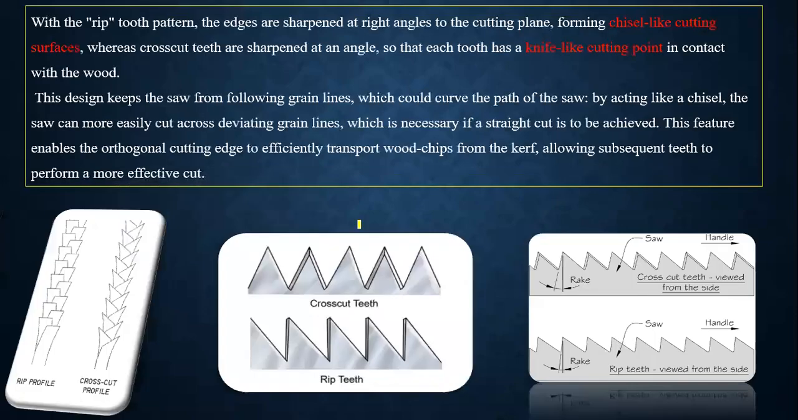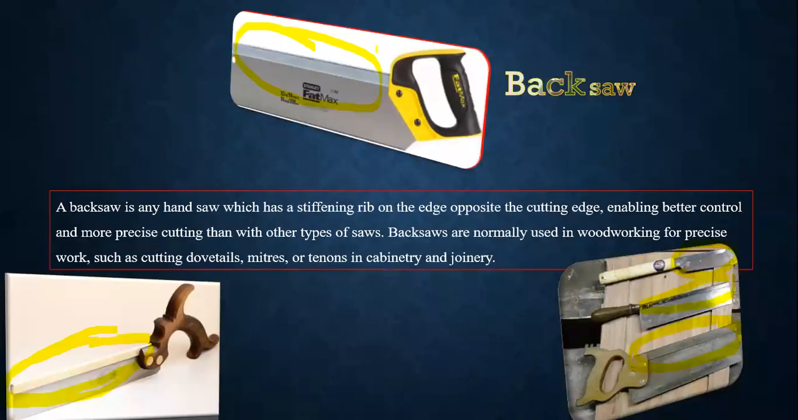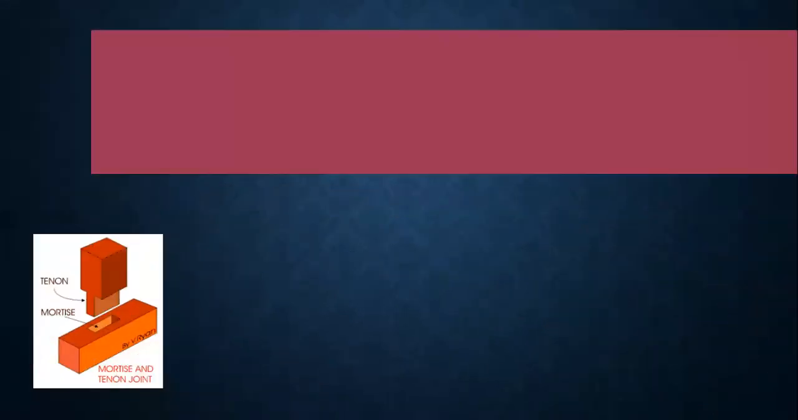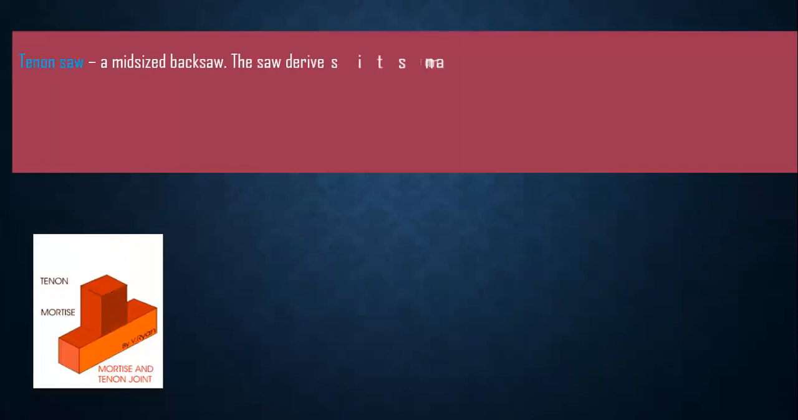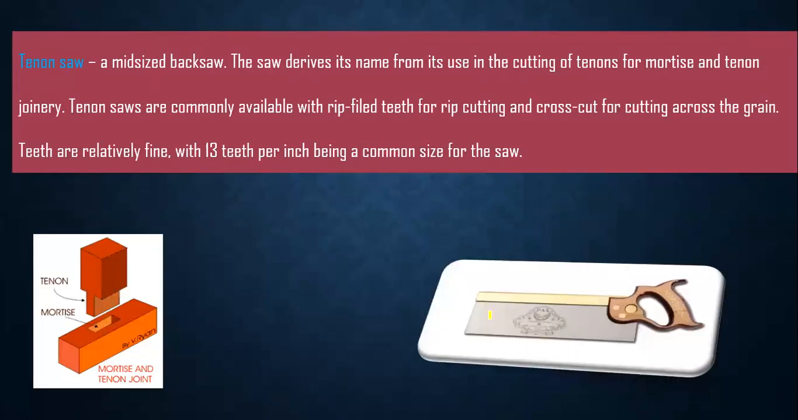But with the back saw, because of the back here, the blade cannot pass through the material. So we use it to cut pieces of material that the blade doesn't need to pass through. So they are designed specifically for specific jobs. And we have about 3 types of them. We have the first one, which is the tenon saw. The tenon saw is a back saw for cutting mortise and tenon joints.